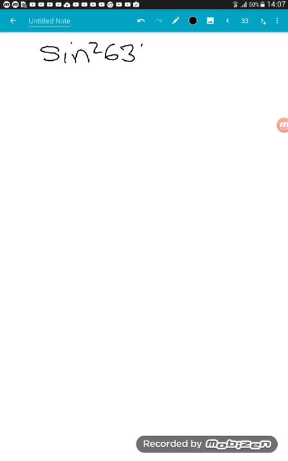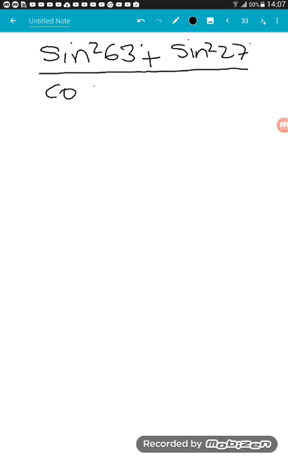sin square 63 degree plus sin square 27 degree by cos square 17 degree plus cos square 73 degree. Now we know that sin square plus cos square equal to 1, and this is a combination of identities and trigonometric ratios of complementary angles. Now we will see how it is related.